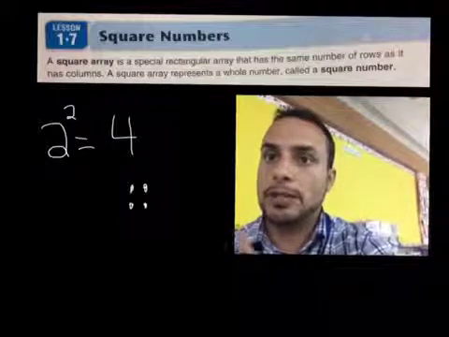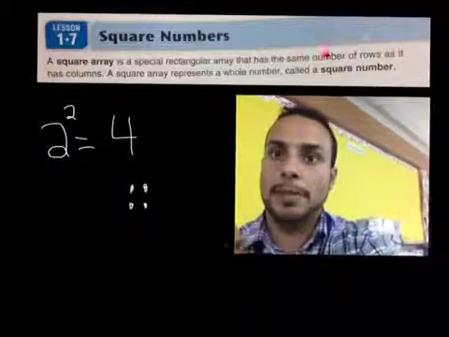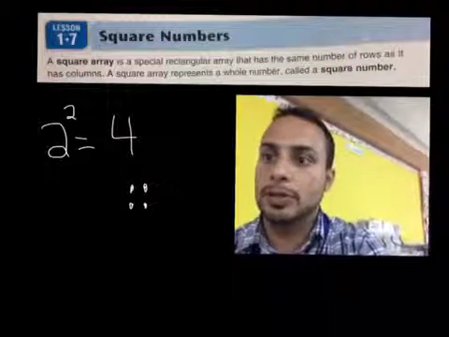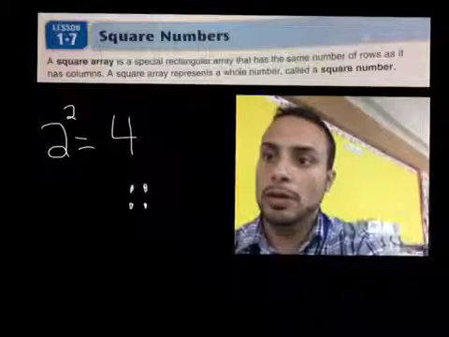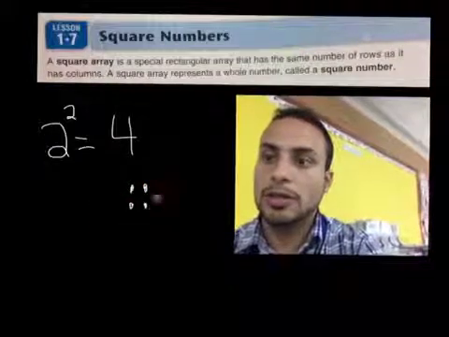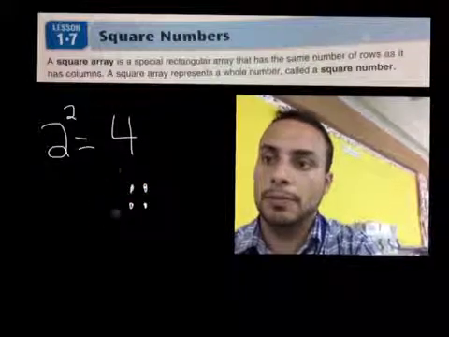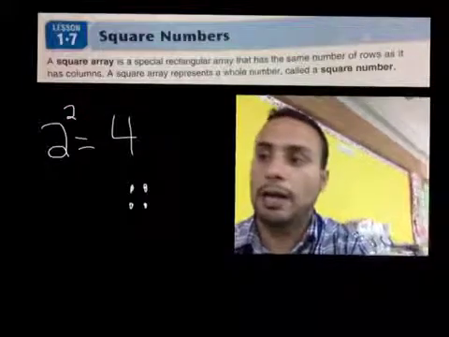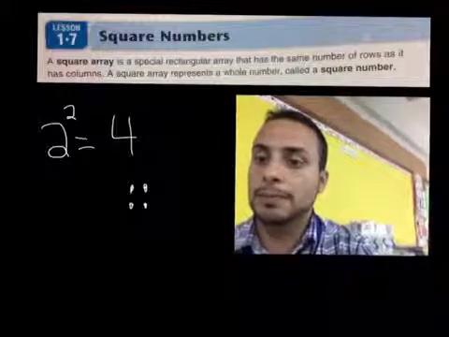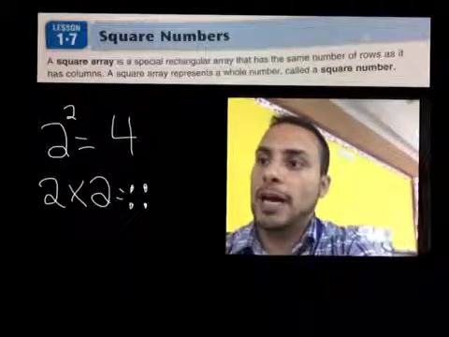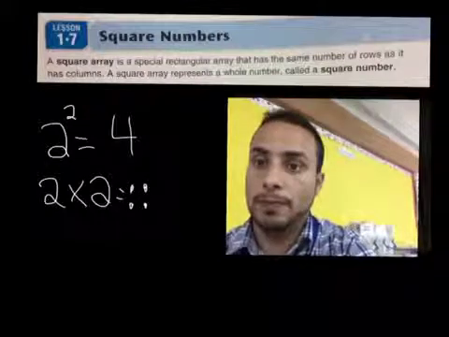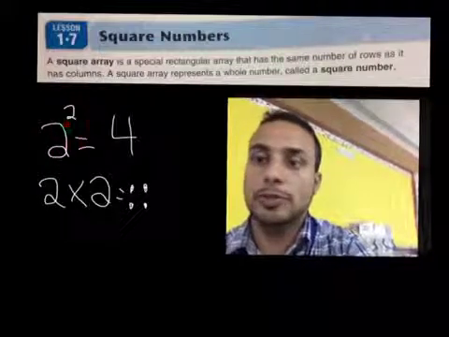As explained at the top, it has the same number of rows as columns. So here's a row of 2 and a row of 2. And as you can see, it makes a nice little square. So 2 squared actually means 2 times 2, not 2 plus 2. It means that there are two 2's multiplied into each other.